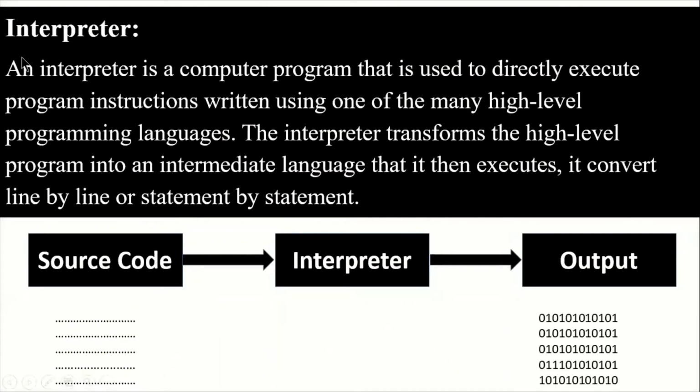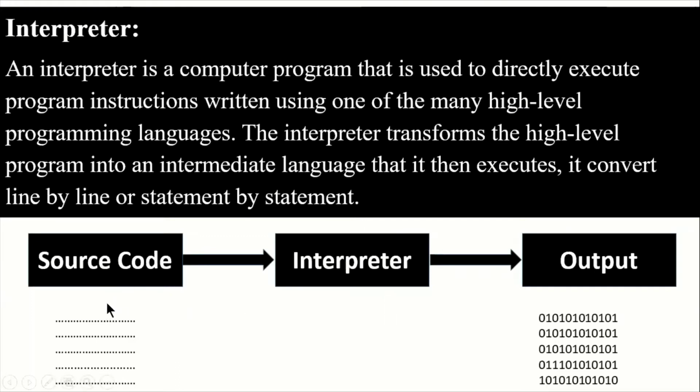Number one is interpreter. An interpreter is a computer program that is used to directly execute program instructions written using one of the many high-level programming languages. Means interpreter can be used to convert the source code into machine code that is related to any high-level language. The interpreter transforms the high-level program into an intermediate language. Intermediate language is machine code that computer can easily understand. It converts line by line or statement by statement. Interpreter is a little bit slower because it converts the source code into machine code line by line or statement by statement.